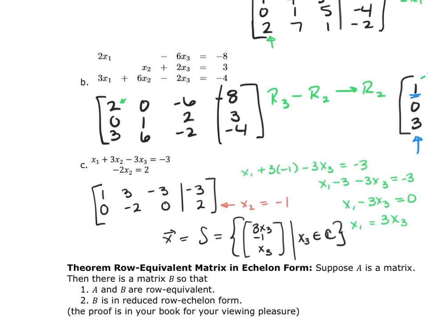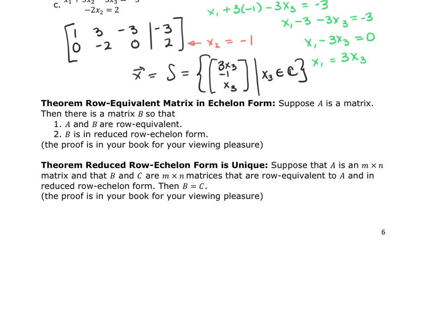Let's look at a couple more theorems, and then we'll do another example, and then we'll call it a night. So the first theorem we have is row equivalent matrices in echelon form. Suppose A is a matrix, then there's some matrix B so that A and B are row equivalent, and not only that, but B is in reduced row echelon form.